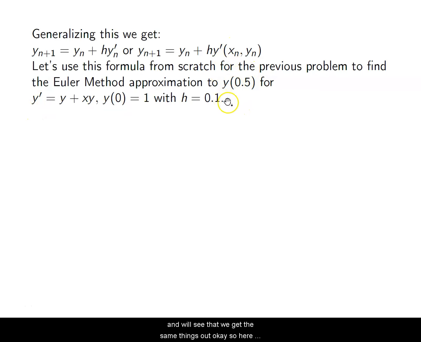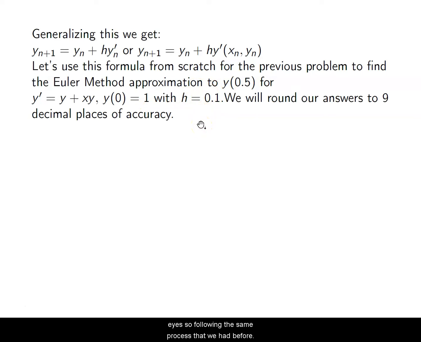So let's do this from scratch from the beginning problem, and we'll see that we get the same things out, okay? Here, I want to find an approximation for my solution curve at x equals 0.5. So I need 5 steps. We've done 2. I need to do 5, right? So this is my equation. This is my initial condition, and this is my initial step size. Following the same process that we had before, we're going to keep 9 decimals of accuracy. Ideally, we try to keep as many as we can.